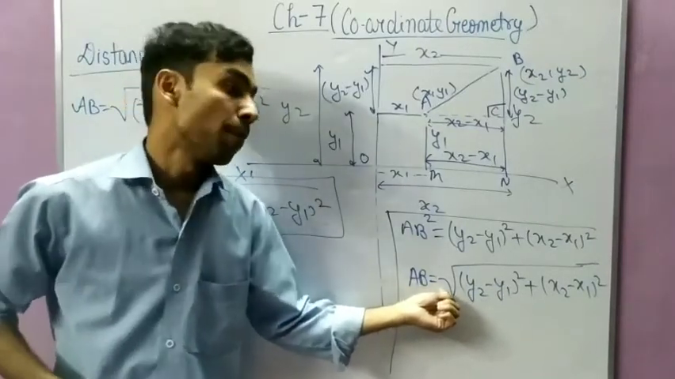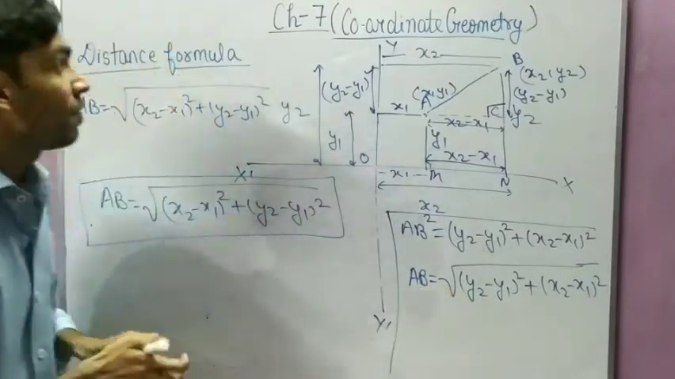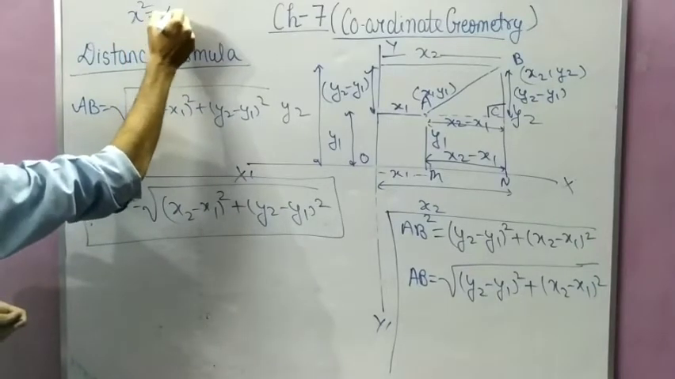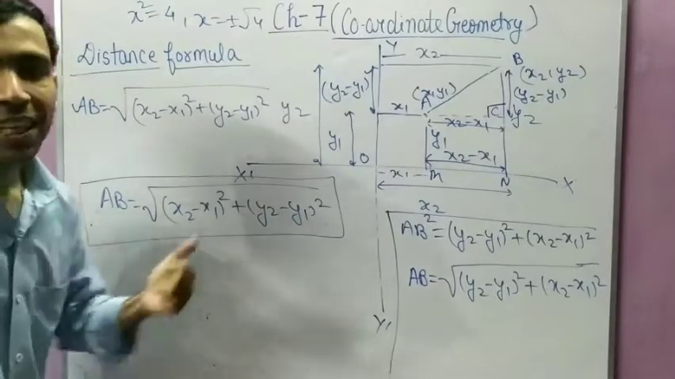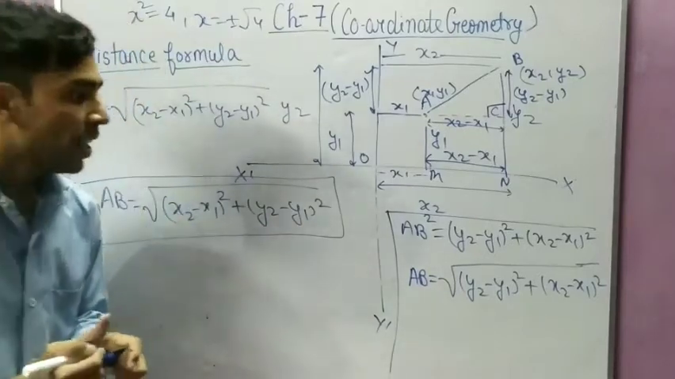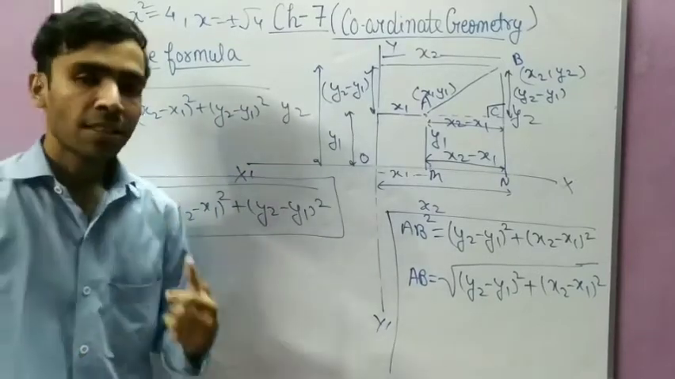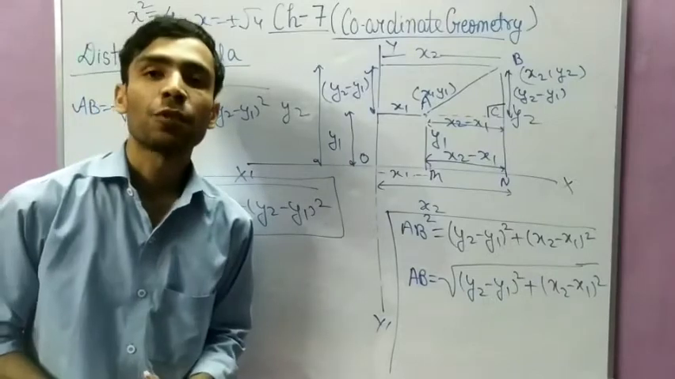Why have we not taken both the signs, student? Tell me the answer. Because when we studied quadratic equations, we wrote that x square is equal to 4, so x is equal to plus minus under root 4. This I told you in the case of quadratic equations. But here we have taken only the positive value. Why? The answer is that distance can never be negative, student.